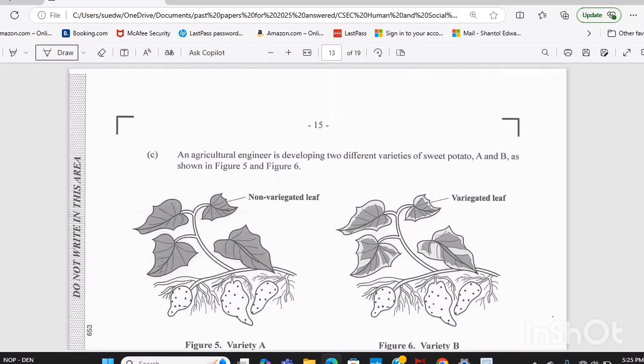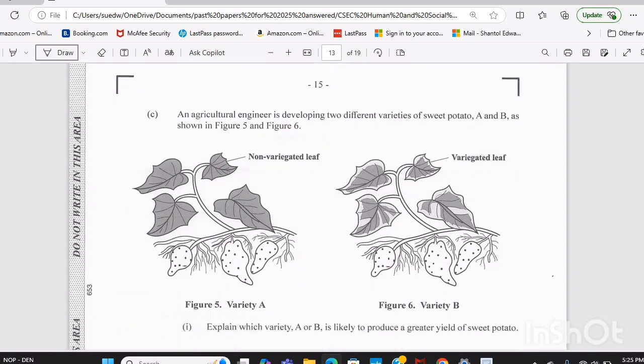Now it says an agricultural engineer is developing 2 different varieties of sweet potato, A and B, as shown in figures 5 and 6. Now it says explain which variety, A or B, is likely to produce a greater yield of sweet potato. Now if you're looking at these 2 plants and saying, then how will I find out which plant will give me more sweet potato? You must look at the one part that they have labeled, the leaves.